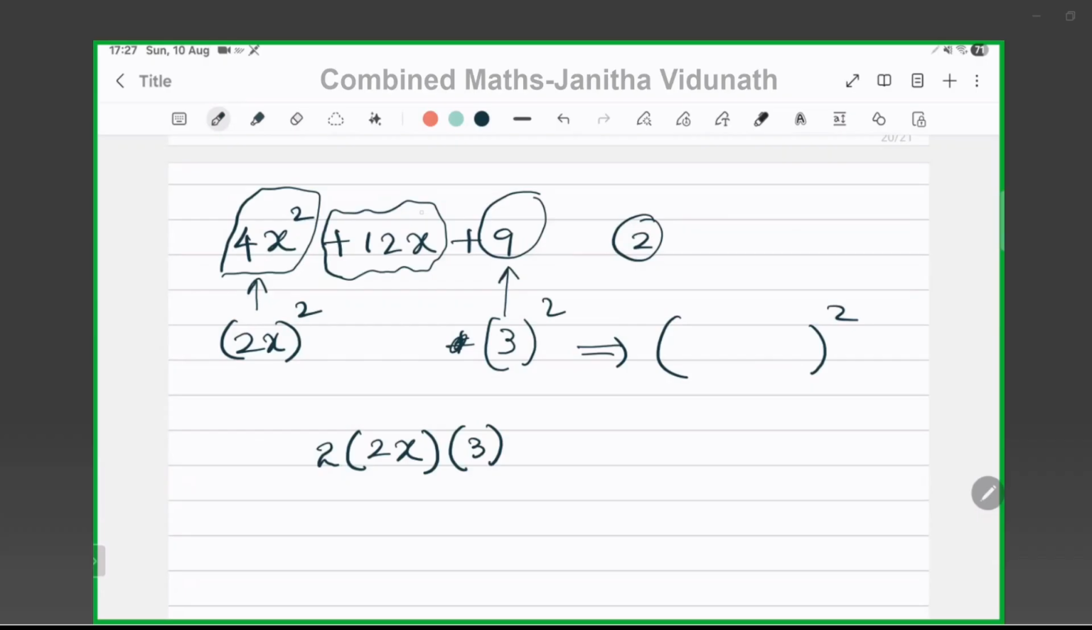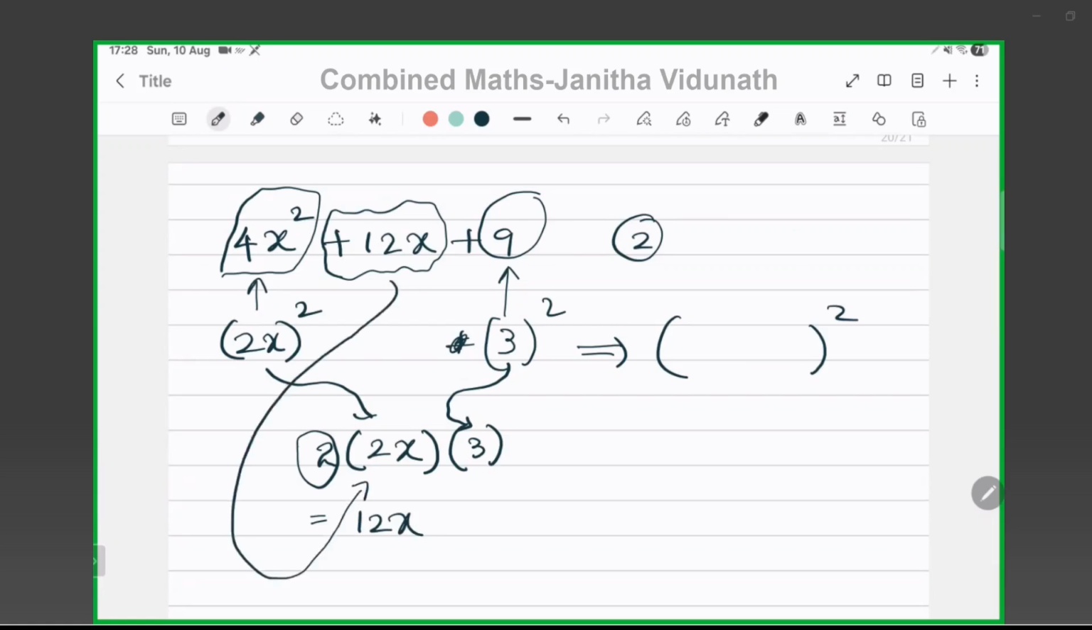Then we need to check the middle term. If the middle term consists of 2 times the first term multiplied by the second term, then we get 12x. If the second term is the same as this, then we can write this as (2x + 3) whole square.